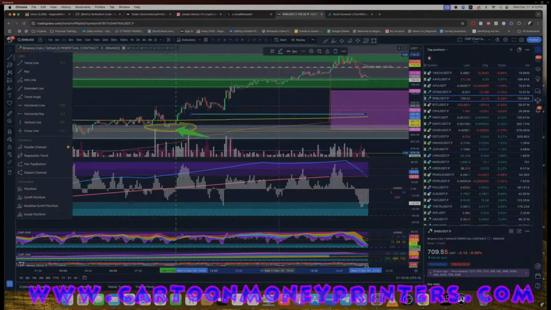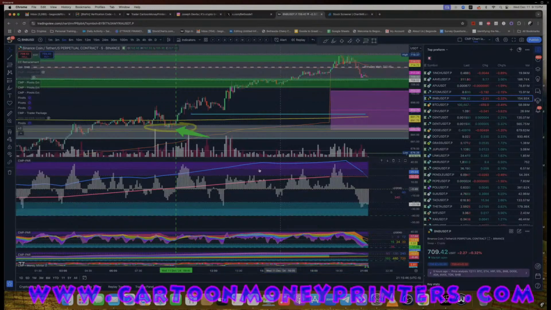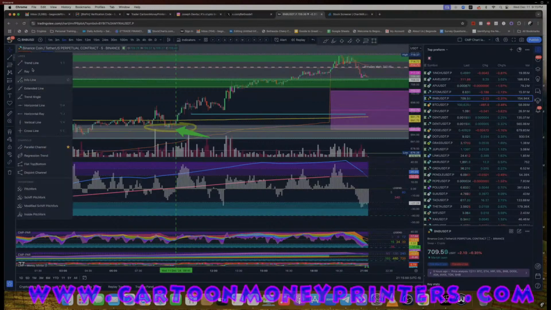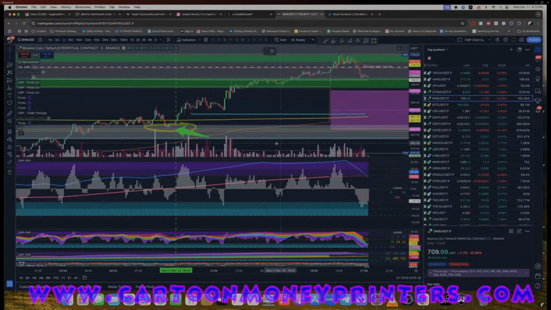All right, you see down here, the 5 minute curls down, and then it comes up. You wait till the 5 minute crosses the 0 line. And let me put a vertical line there. Right there is your re-entry.